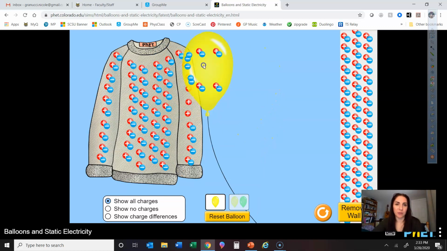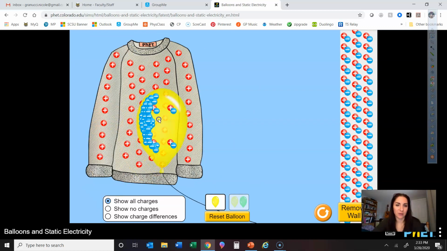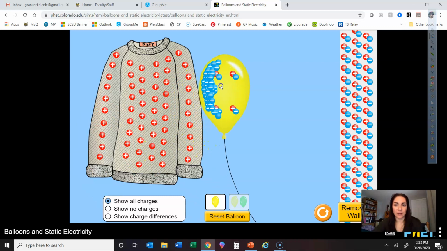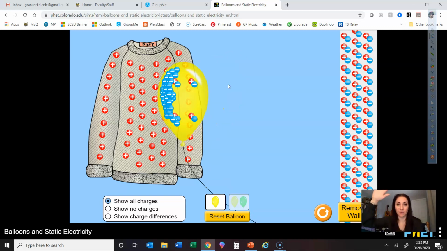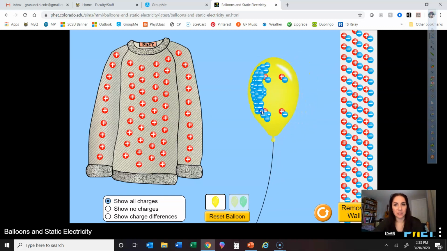So let me go ahead and charge up this balloon. I'm going to take this sweater and rub off all the electrons so you get them all. And there we go. So if I let go of the balloon right now, I'm actually holding it with my mouse hand. I know you can't see it. And then I let it go. And you can see it is attracted because we have opposites, right?